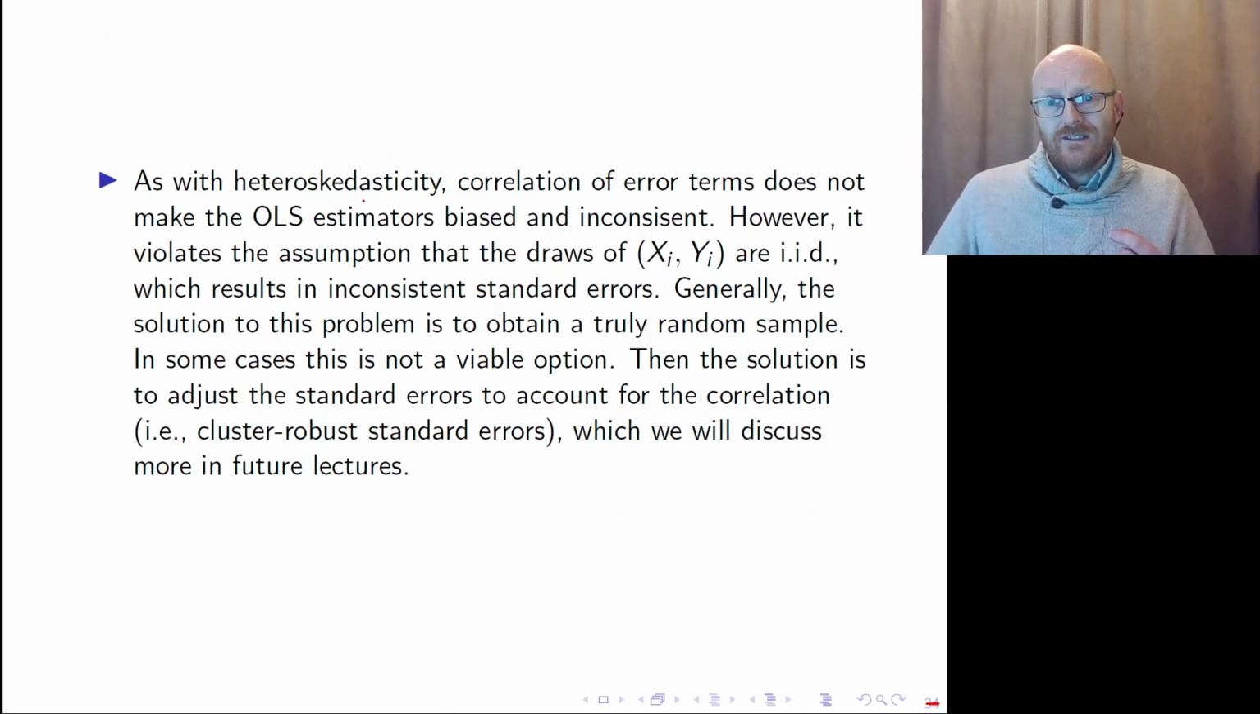So, what is the effect of correlated errors? It's actually not that big an effect on the OLS estimators, the betas, and they are still unbiased and consistent, which means that on average they hit the true beta, the true intercept, and the true slope, but it does result in inconsistent standard errors, just as heteroscedasticity.